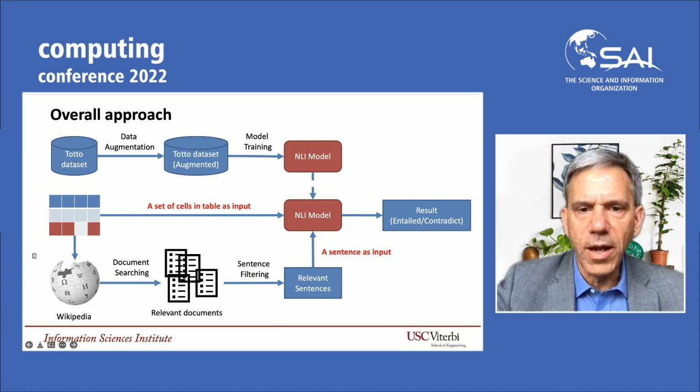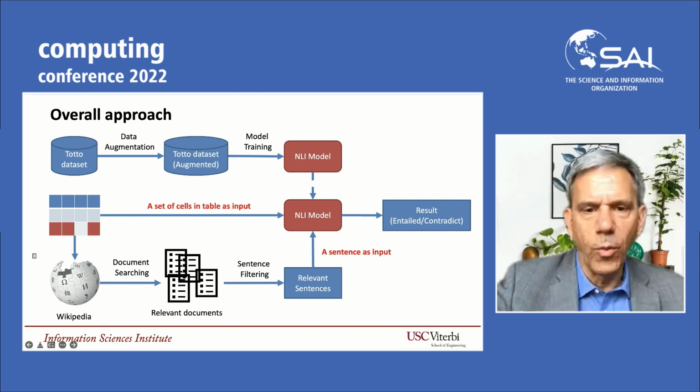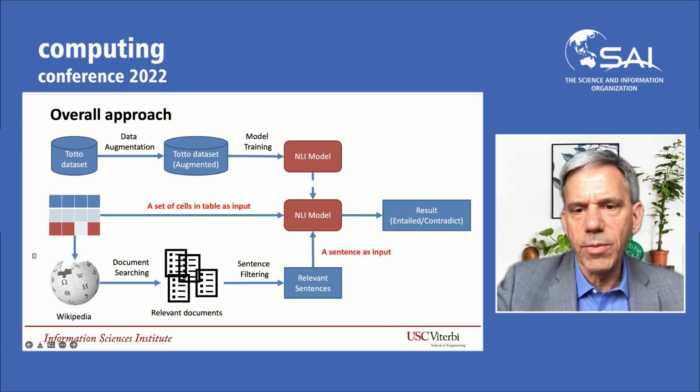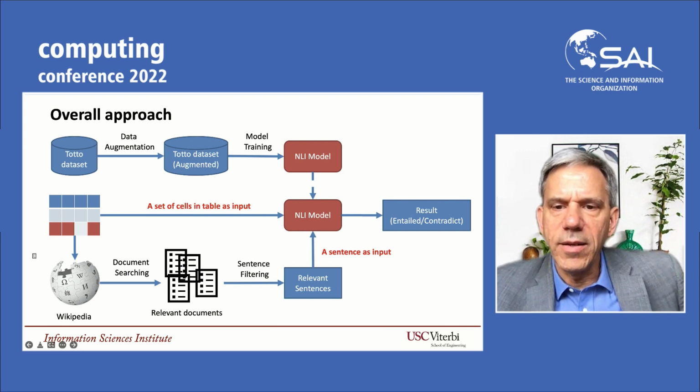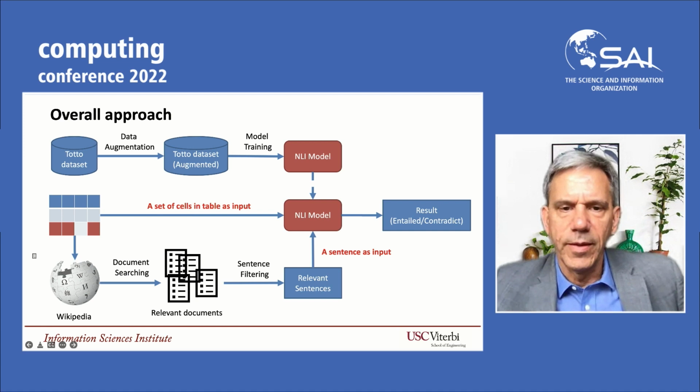Then in the middle, on the left side, we have the table itself, right? We can take the information in the table and query Wikipedia to search that and provide some set of documents, then do some kind of sentence filtering to provide the relevant sentences from those documents. Finally, we can compare those sentences that we get from Wikipedia against the table itself. The set of cells in the table serve as input here, those go to the NLI model, and the NLI model compares these things. The result is that for each cell in the table, either it's entailed by the information in the text or it's contradicted. Okay, so that's the basic approach.